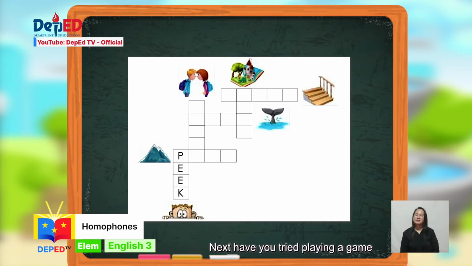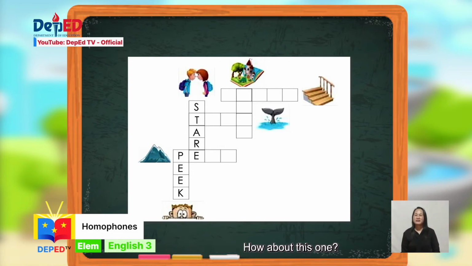Next, have you tried playing a game where you look fixedly at someone with one's eyes wide open, like in this picture? What do you call that action? Nice work! Stare is correct. S-T-A-R-E. Stare.